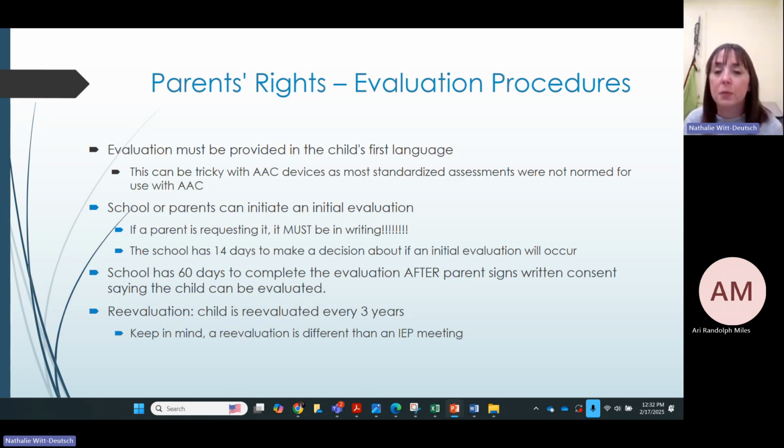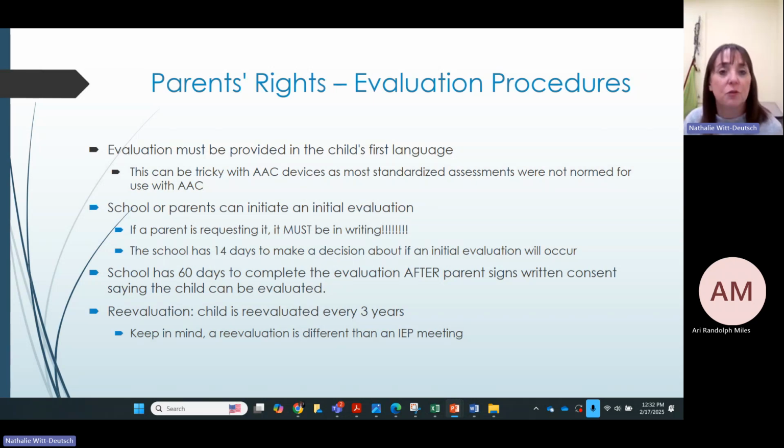This can be tricky because many of our children do use AAC devices, and most standardized assessments were not normed for use with AAC. So there needs to be a caveat in the report that the child used an AAC device, and this is how it is interpreted within the results. Because again, most testing and evaluations that they'll be using were not made for the use of an AAC device as a communication strategy.